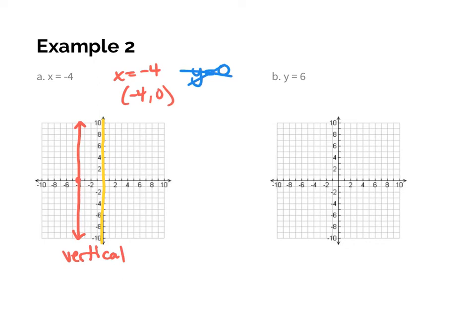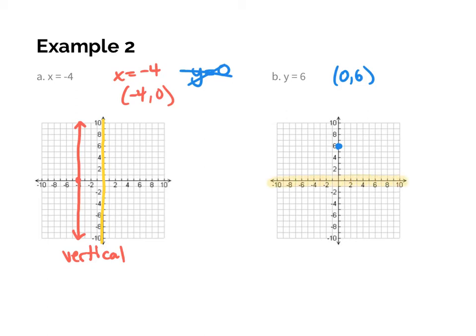So a vertical line, you will always see just x by itself. So then what does that mean if I have y by itself? Well, that means my y is going to tell me my y-intercept. And since there's no x, that means that I cannot cross the x-axis.